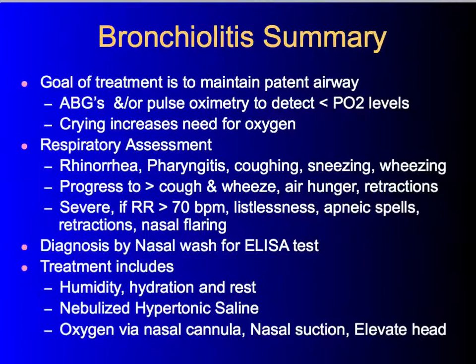So looking for the rhinorrhea, they're going to have a tremendous amount of clear, copious nasal secretions, and that will progress to an increase in cough and wheeze, air hunger, and retractions, and you may see their respiratory rate more than 70 breaths per minute. They may become listless, apneic, and have retractions and nasal flaring.